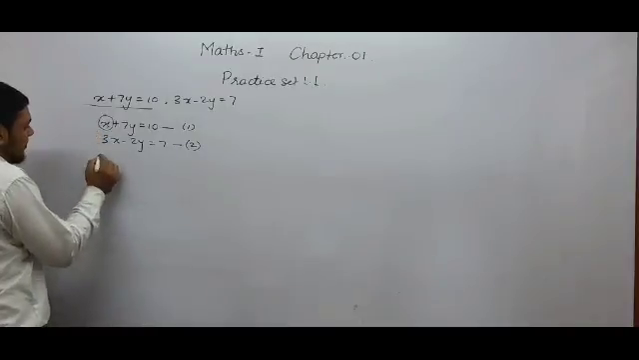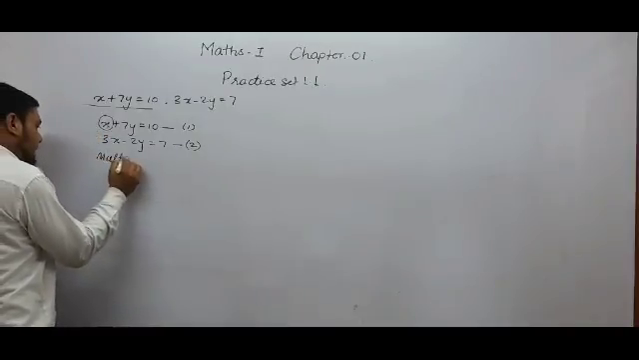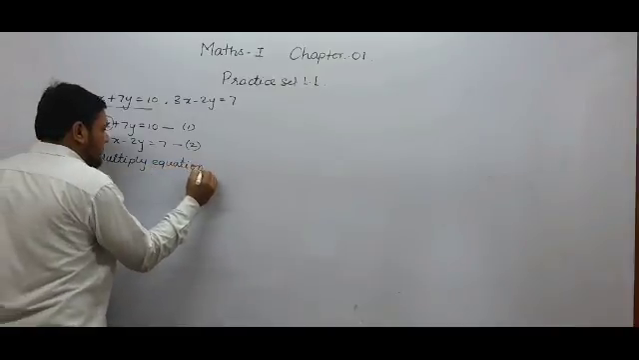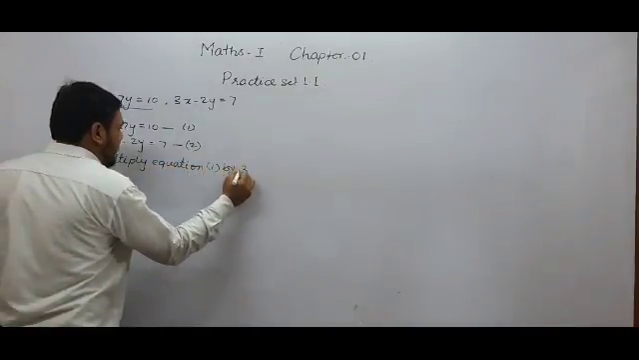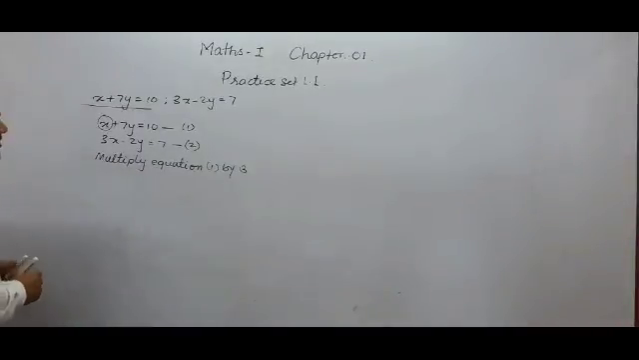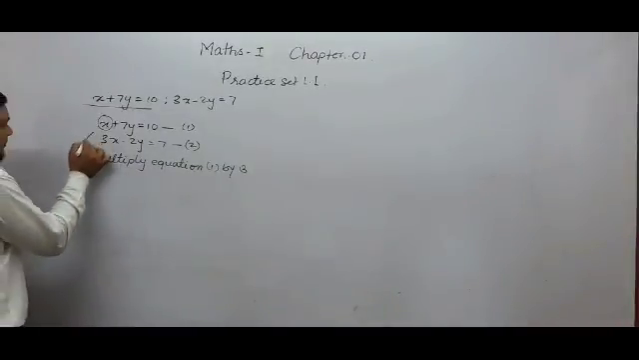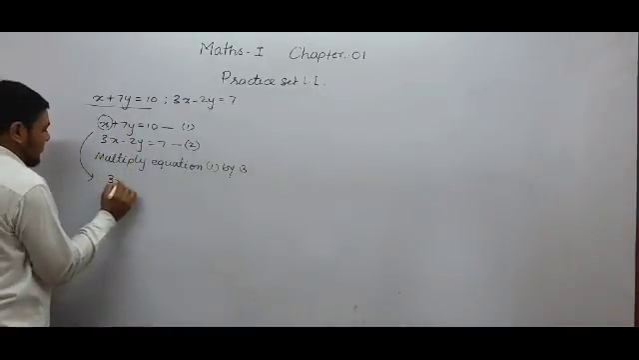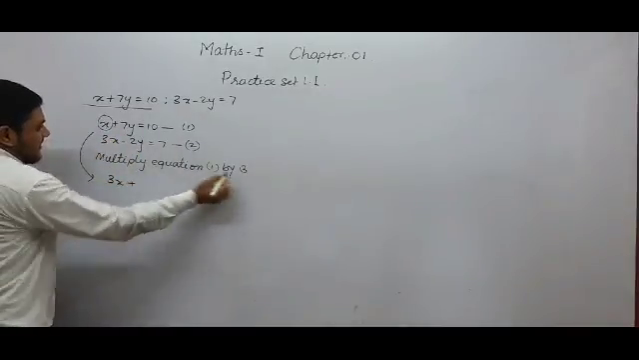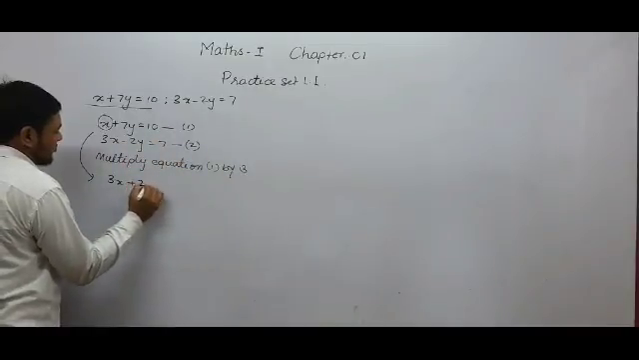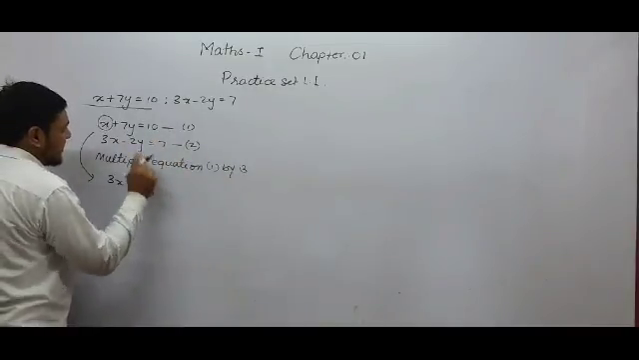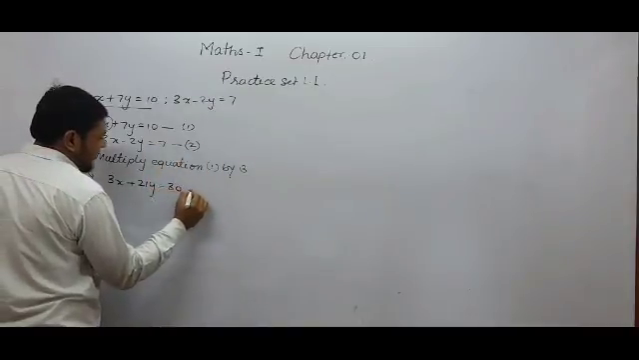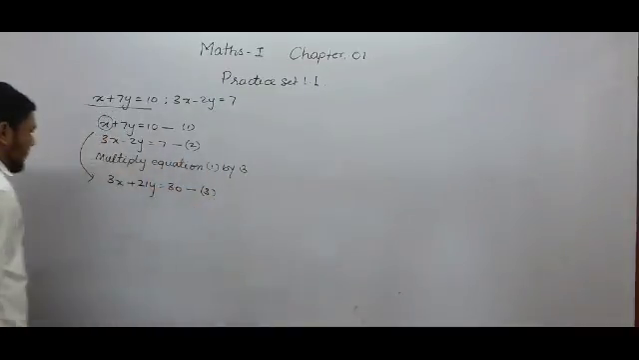So take equation number 1 and multiply equation 1 by 3. So see what it will be. 3 multiplied by x will be 3x, plus 3 multiplied by 7 is 21, y will be as it is, and is equal to 3 tens are 30. Let this be equation 3.